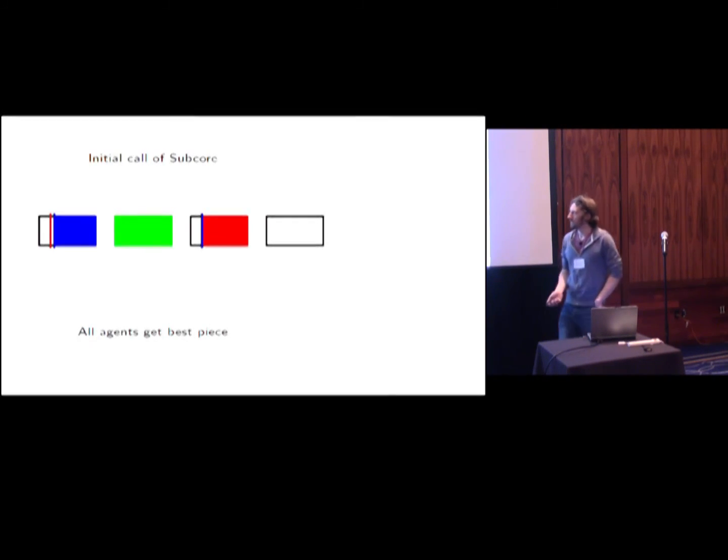And all agents get a piece which they believe to be better than the other pieces which have been allocated, because at every point in the protocol they got to choose something which they preferred over what was being trimmed.